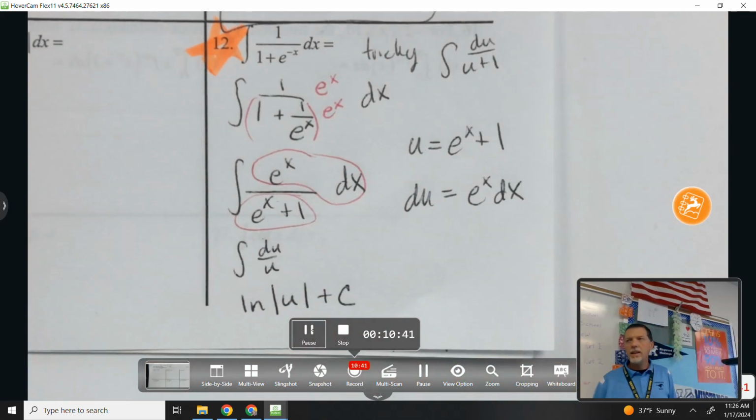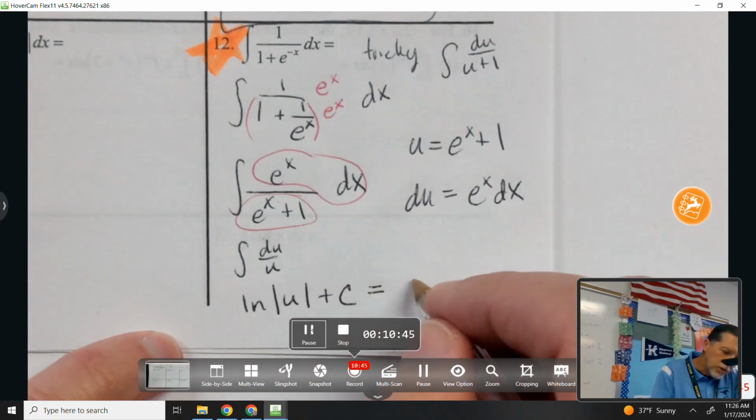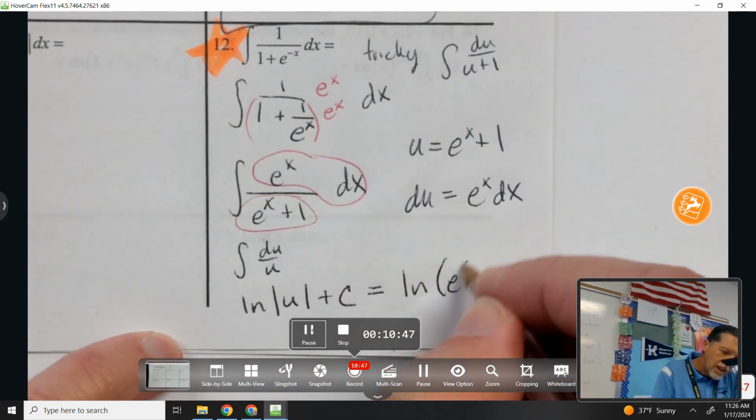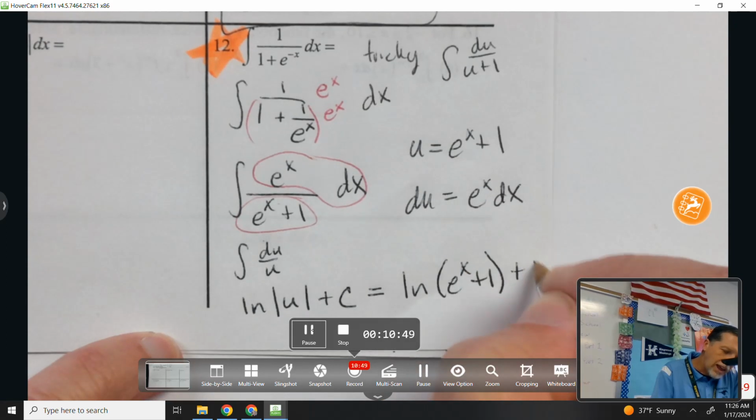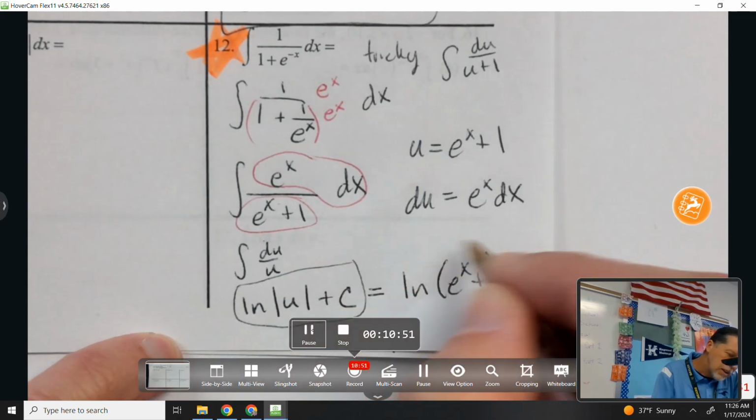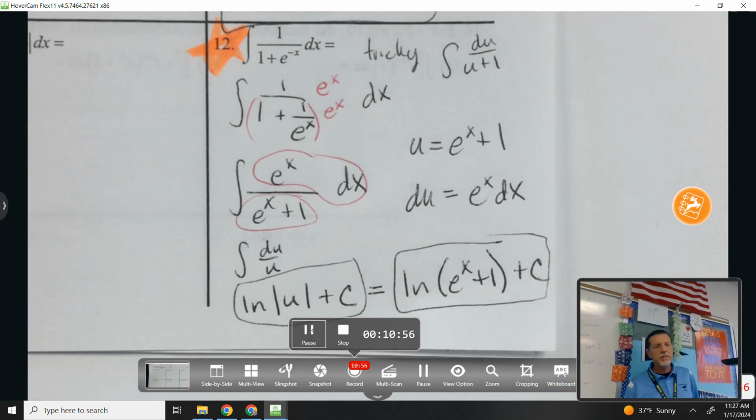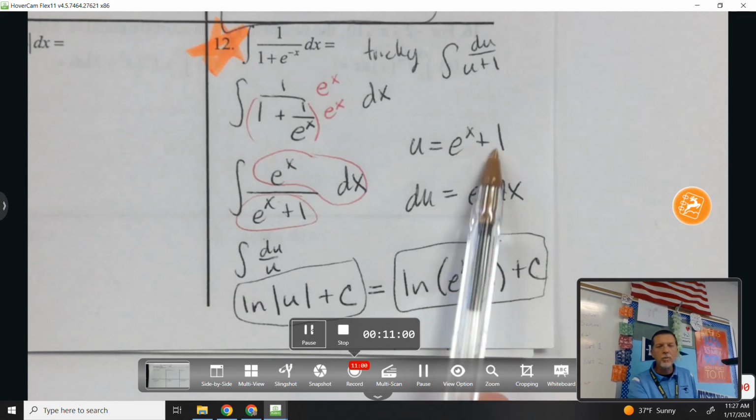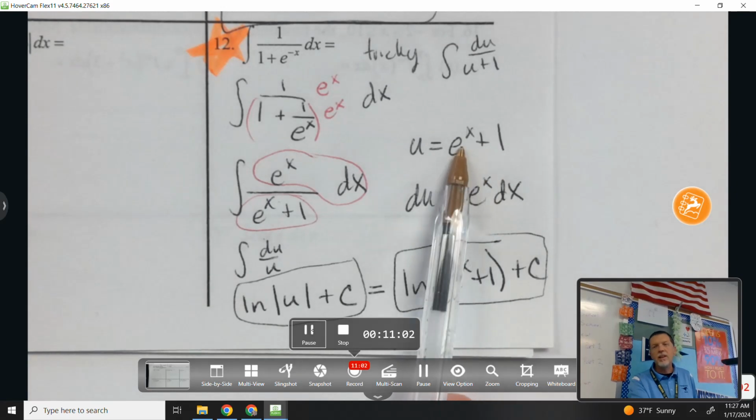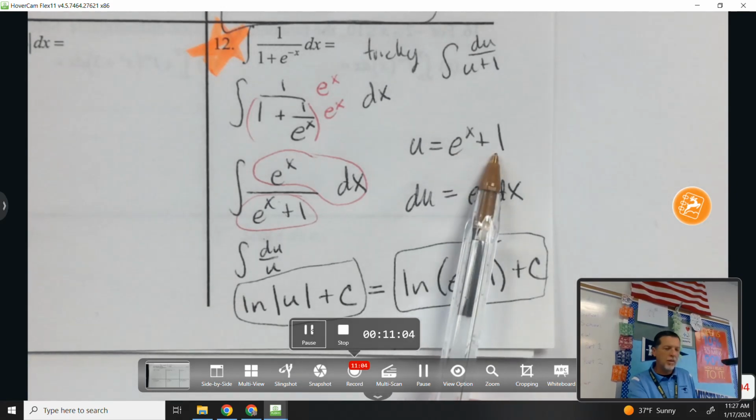And again, that's a safe stop. That's fine. Multiple choice is going to fill it in. And when possible, why am I able to get rid of the absolute value bars? Yeah, e to the x plus 1 is always positive. E to the x is always positive, so adding 1 is even more positive.